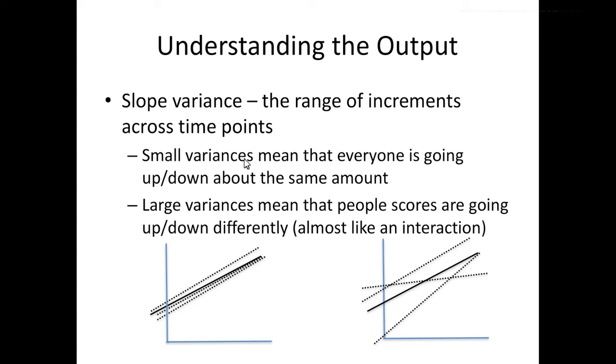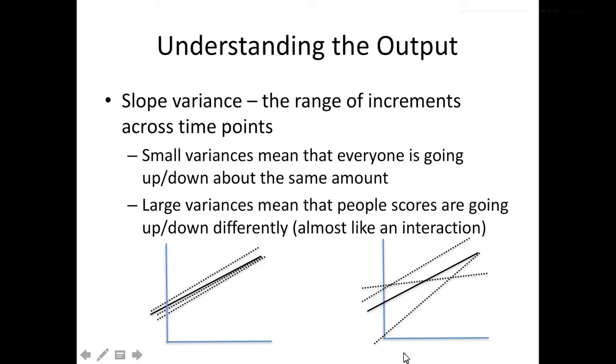Now, slope variance is kind of a different story. It's the range of increments across time points. So this is not the best picture, but here's an idea. Slope variances indicate differences in slopes. If I did each person individually, what slopes would I get for them one-on-one, and then that's the variance, and then the slope average is all of them taken together. And so this would be a small variance, where most of the slopes are very similar to the average one, which is the black line here. So the dotted lines might be different slopes for different participants, but they're all pretty close to the same.